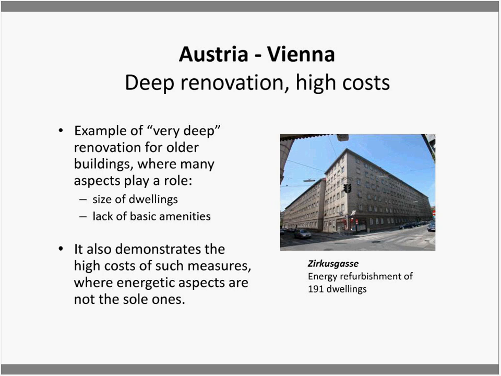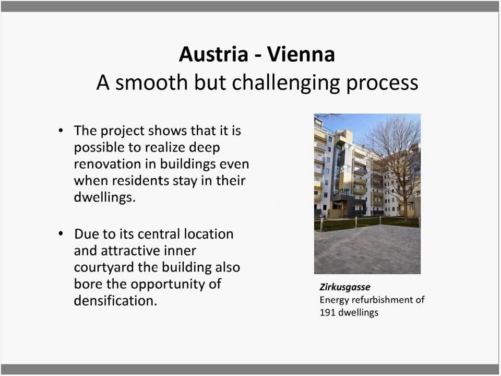It's an example of very deep renovation of an older building, and again we have pictures of before and after. There were problems with the quality of life within the building, the size of the dwellings, lack of basic amenities, and also high maintenance costs. So there we can see the before and after, quite a significant improvement, as you can see in the aesthetics. And it's a good example of a successful renovation.